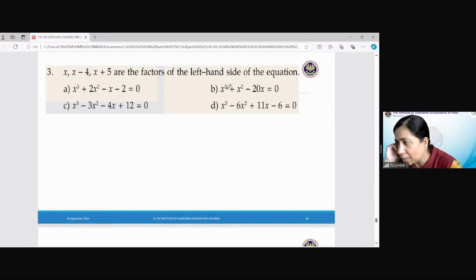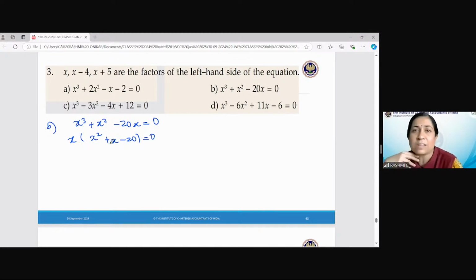यहाँ पे देखिए आप, x cube plus x square minus 20x is equal to 0. So I will start with B option. Why? Because there are lesser factors. So let me see. x cube plus x square minus 20x is equal to 0. This is my B option. I can take x common. x common. This is x square plus x minus 20 is equal to 0.